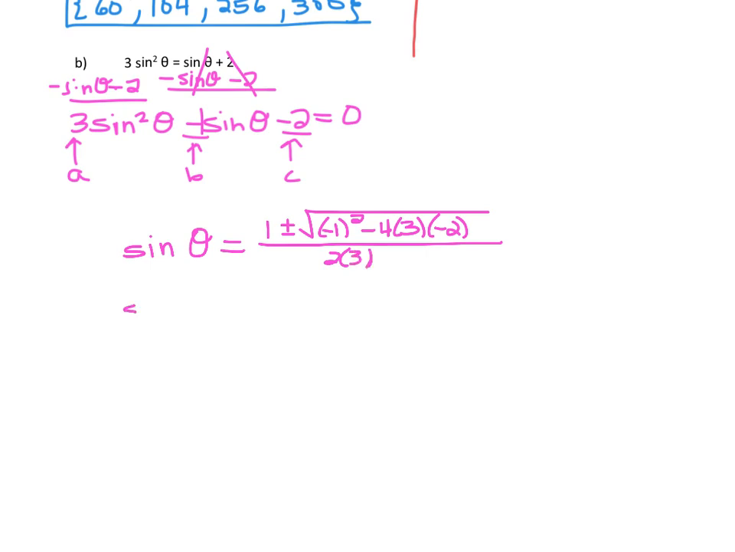All right, so we have sine of theta equals 1 plus and minus the square root. So basically, if you figure out what this is equal to under the radical, it's equal to 25. And that's going to be over 2 times 3 is 6. Now, since the square root of 25 is 5, I'm going to cross that off and just make it a 5. Okay, so we have sine of theta equals 1 plus and minus 5 over 6.